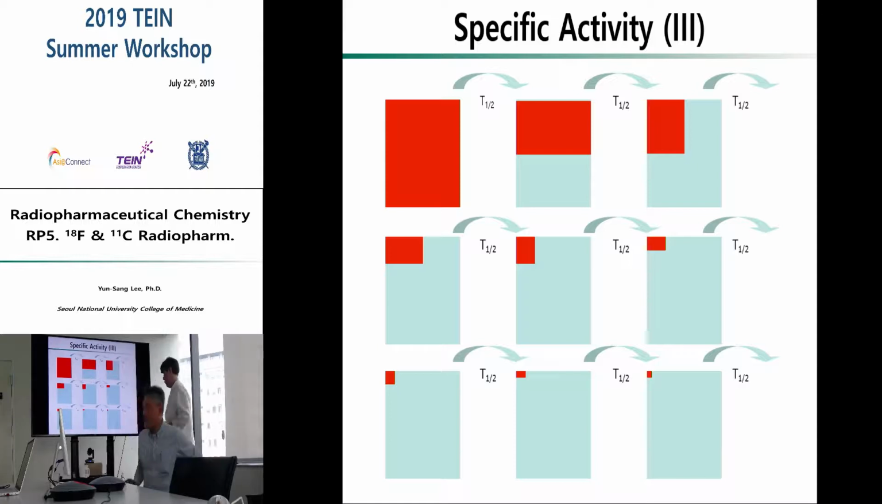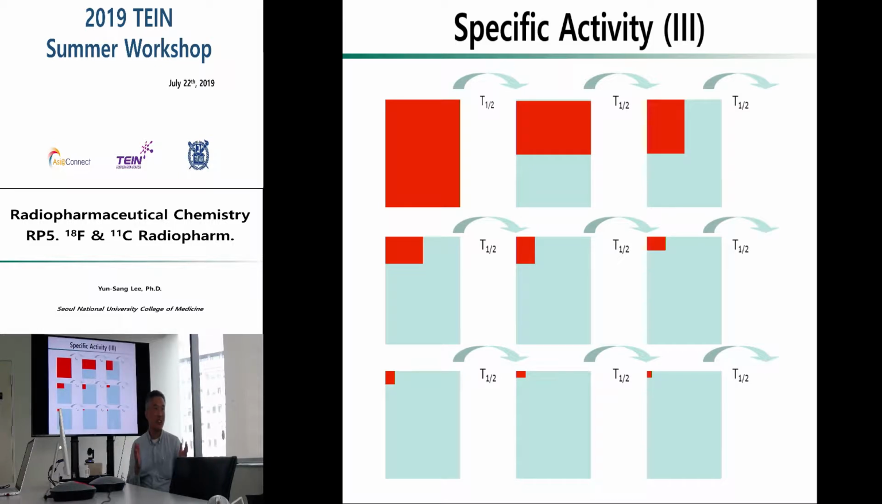So you can see here, after 8 times of half-life, the full specific activity material is decreased by this amount. So time is very important for our radiopharmaceutical chemistry. Because of these features, we have to synthesize radiopharmaceuticals very fast, normally within 2 hours.